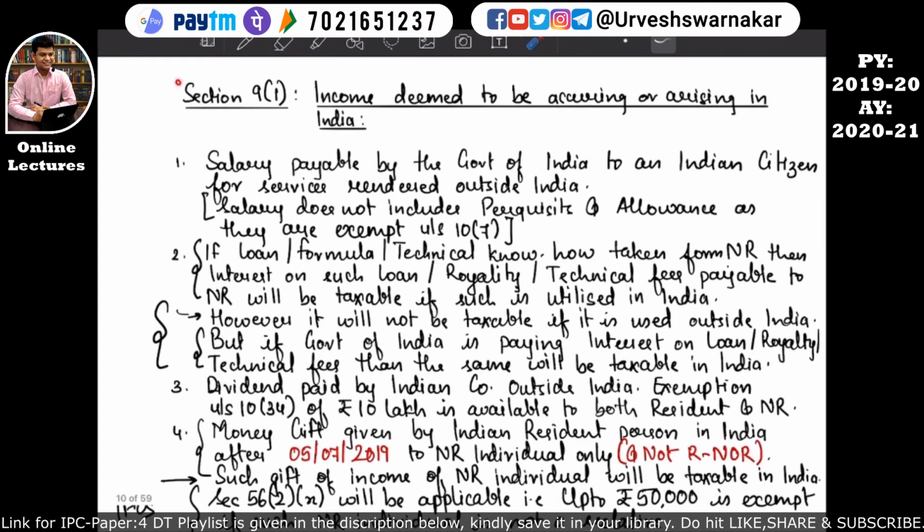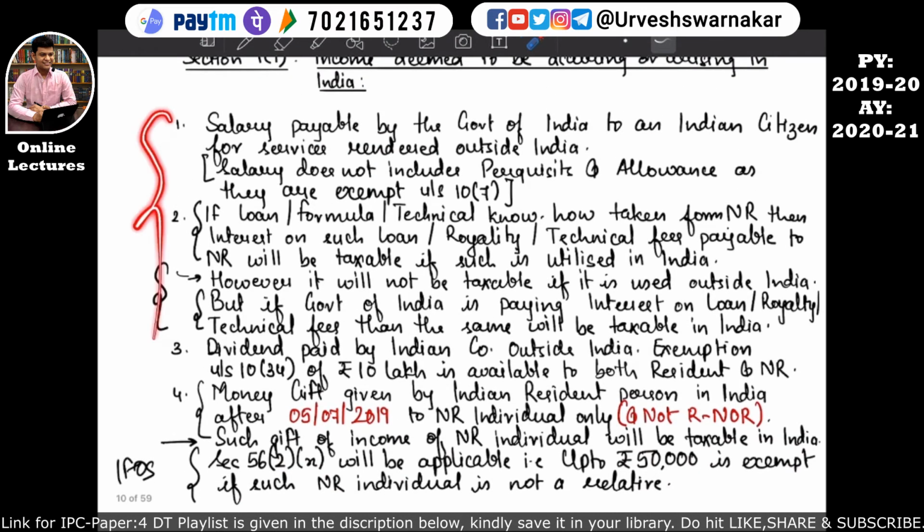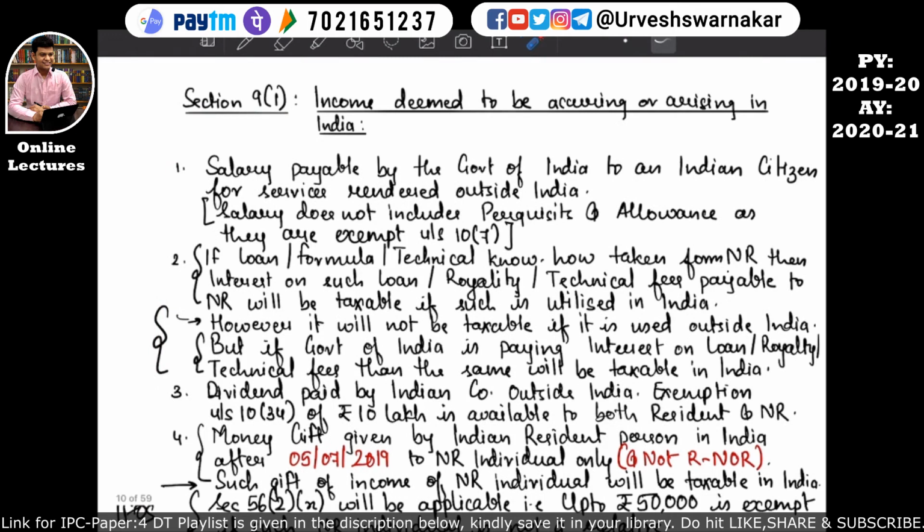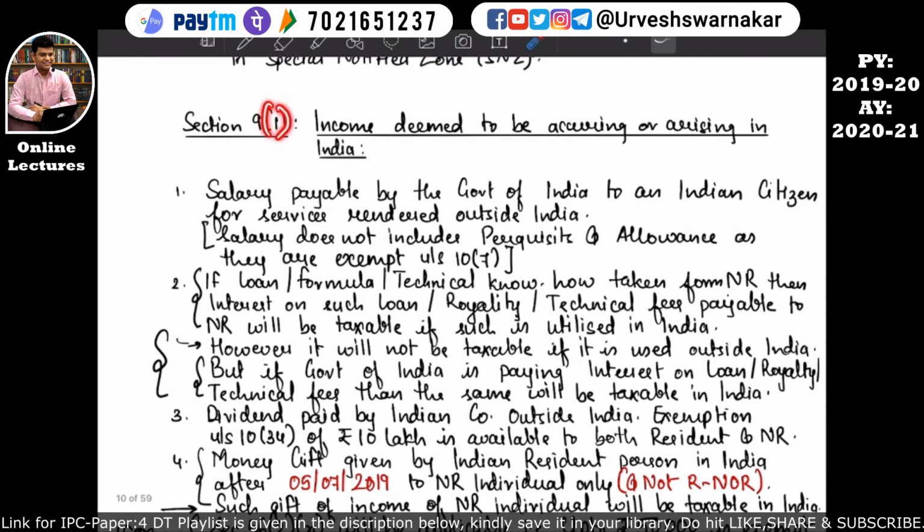So now let's read this section, section 9 subsection 1. Income deemed to be accruing or arising in India. There are certain subsections given under this section. We don't need to remember that. We need to remember up to this subsection only, that is 9 subsection 1. If you see in the study material, there are more subsections given, but we don't need to study that. If you remember this much, it is sufficiently enough at your level as well as at CA final level. I hope this is quite clear.